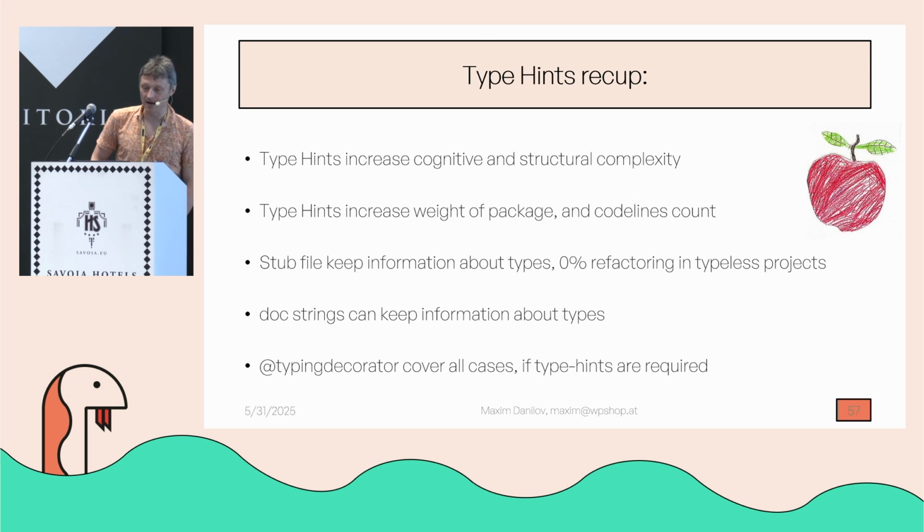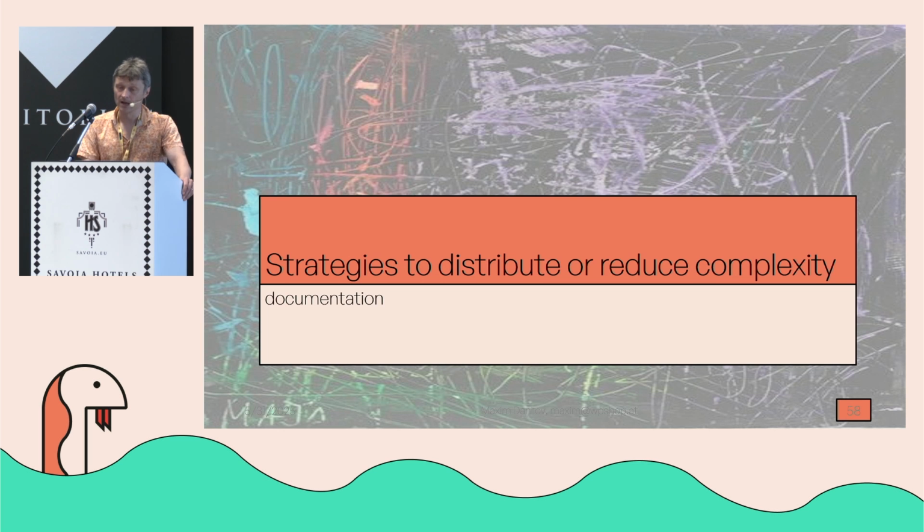Okay, type hints recap. Type hints increase cognitive and structural complexity. Type hints increase the weight of the package and the code line count. Stub files keep information about types, with 0% refactoring in a typeless project. Docstrings can keep information about types, and the typing decorator covers all cases, if type hints, of course, are required. I have 5 slides. Sorry.